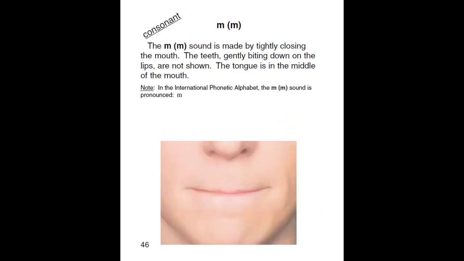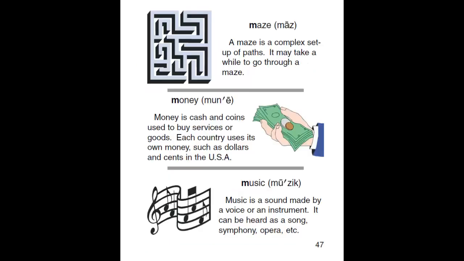M. The M sound is made by tightly closing the mouth. The teeth, gently biting down on the lips, are not shown. The tongue is in the middle of the mouth. Maze. Money. Music.